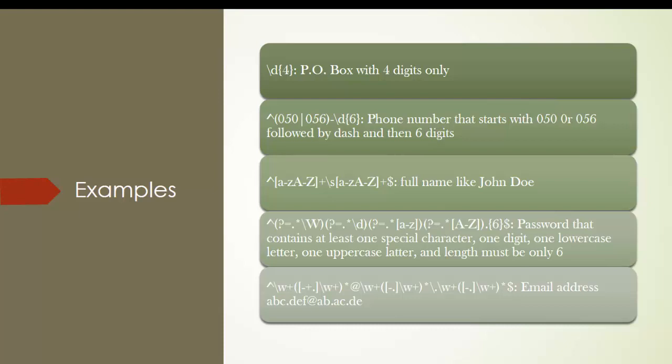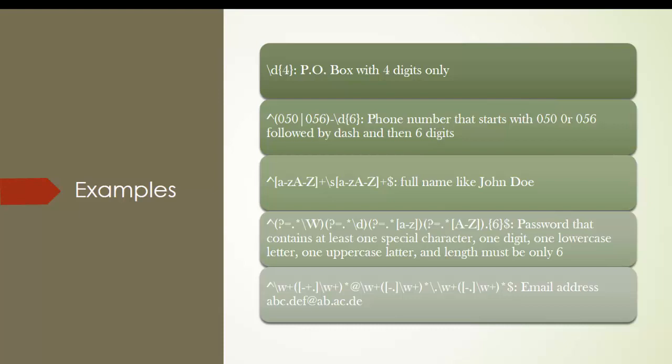For full names, for example, a full name can be of any size, but it can contain only alphabets. So we don't have names that contain numbers, for example. So you would be looking for A to Z, whether capital or small. The plus means that, if you remember, we are looking for one or more, and then the \s means a space. So after the space, then you will have the last name, for example.